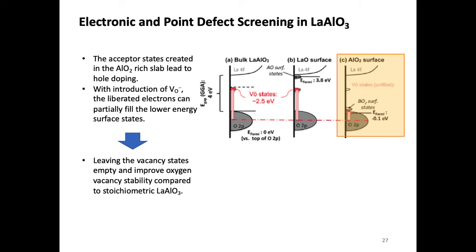So here you can see the DOS, the density of states, as a function of the energy level on the right side for bulk LAO and LAO surface and AlO2 surface termination. And you see the acceptor states created in the AlO2-rich slab lead to hole doping. You see the Fermi level there, and you can see how it's hole doped. With introduction of oxygen vacancies that are ionized, the liberated electrons can partially fill the lower energy surface states, and therefore it leaves the vacancy states empty and improves oxygen vacancy stability when compared to stoichiometric LAO.